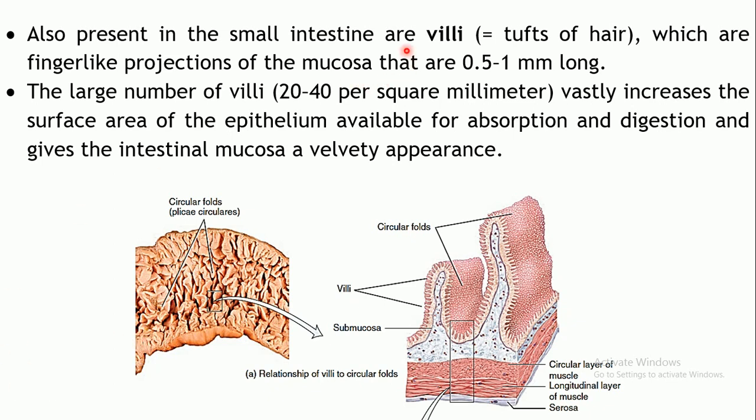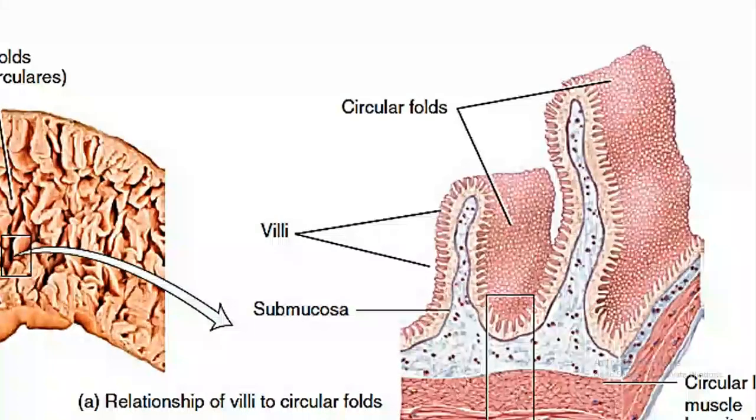There is one more structural feature which will increase the surface area, and that is known as villi. Villi means tufts of hair. Now what are these villi? These are the finger-like projections of the mucosa. These are the ones. You can see that there are small projections over here. This is one villus, this is the second one, this is the third one, this is the fourth one, and so on. Can you see the number of villi which are present on this surface?